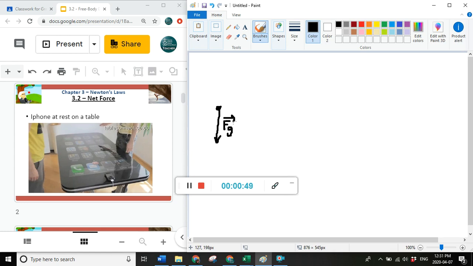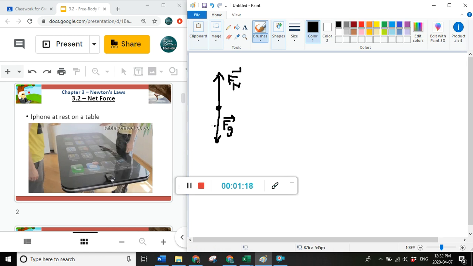And you always should be labeling the vector with the appropriate name and the arrow. So that's the force of gravity. Now, there's also a force of the table acting on the iPhone, pushing it upward. So that would be the normal force. And that's always perpendicular to the contact surface.